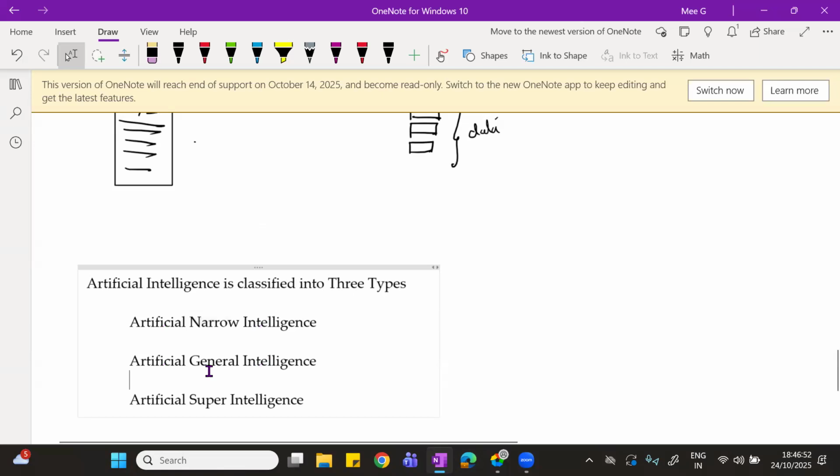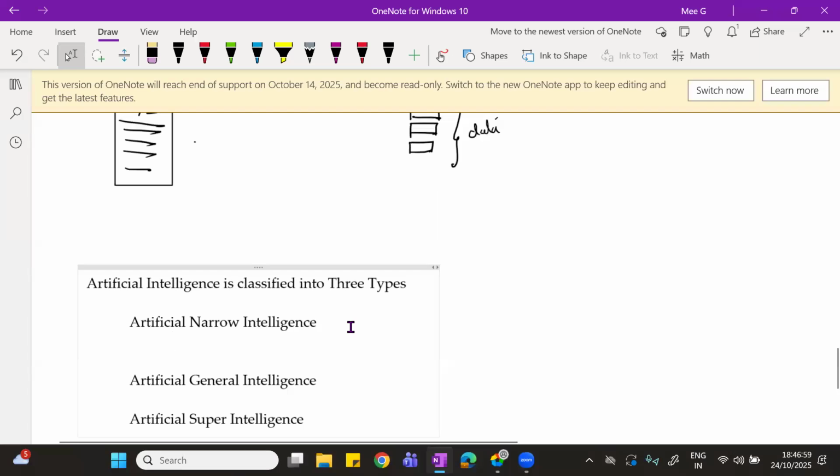What is general intelligence? First of all, these are human dependent. Means they require human presence for gathering the data or giving them the data. From the data, it will extract the knowledge. When it comes to artificial general intelligence, the human involvement is completely reduced. You can say there is no requirement of data, no human dependence.